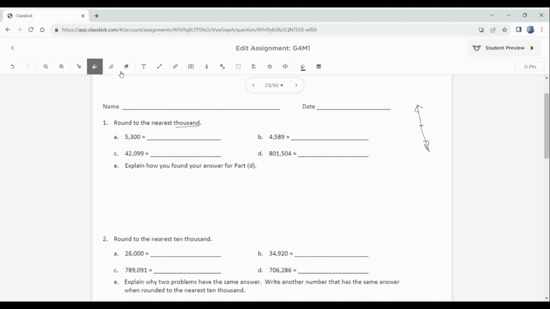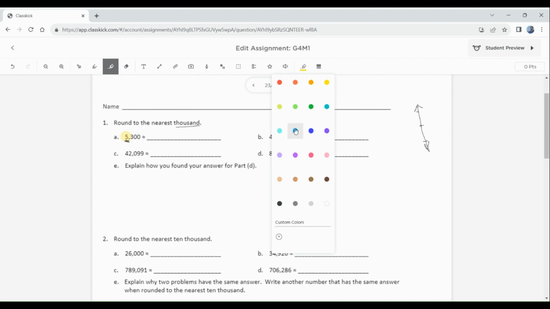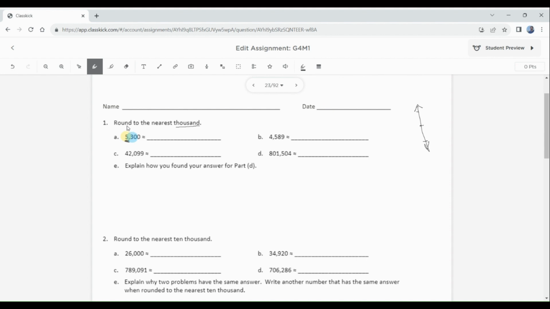So if I'm rounding to the nearest thousand, the first thing I like to do is make sure that I know what digit is in that place value. I should identify the digit in the thousands place. In this case, it's a 5. The next thing I want to do is look at the digit in the place value just to the right of it. In this case, it's the 3 there. So I'm looking at this 5 in the thousands place and this 3 in the hundreds place.